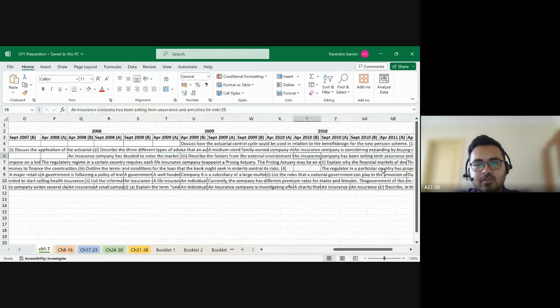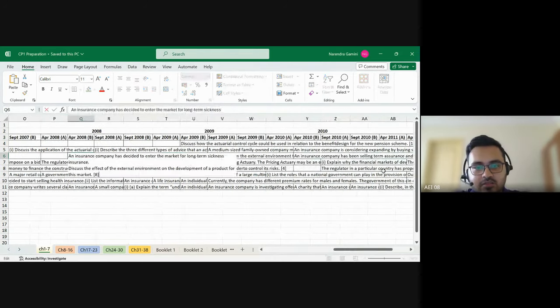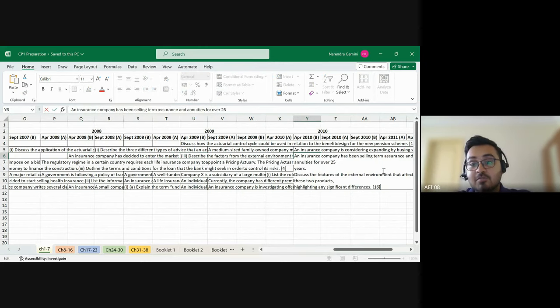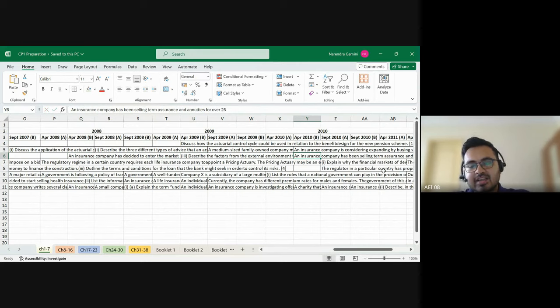Jaise yahan pe hai. If you look at this, there's this question for 8 marks. What are the effects? What are the external environment things? A lot of direct questions used to be asked. Again, a 9 marker. What are the factors? Very direct question. Again, another 16 marks, okay, which is interesting. Again, asking you all of this.